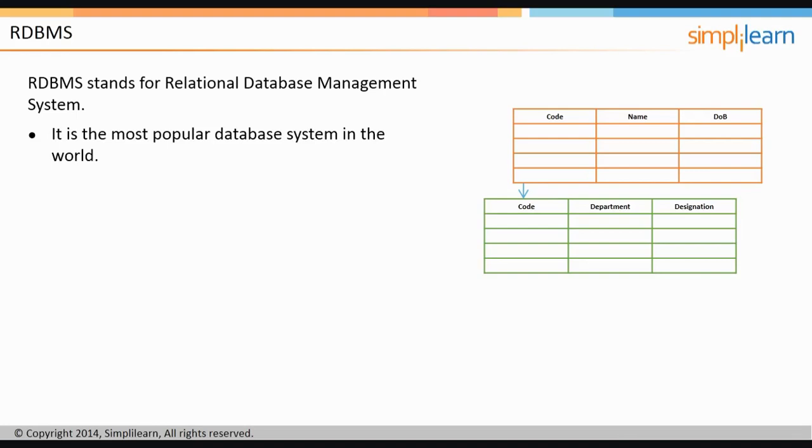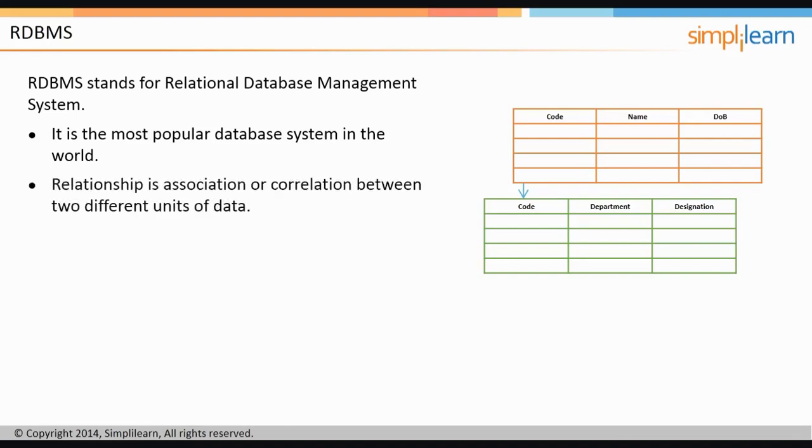One of the key concepts behind the RDBMS structure is the relationship, from which the name comes. The relationship is association or correlation between two different units of data. To understand this better, we must first delve a little more into how data is stored in RDBMS. RDBMS stores data in tables.